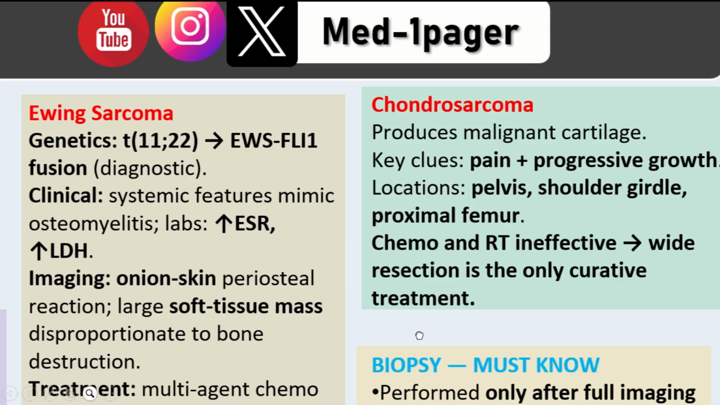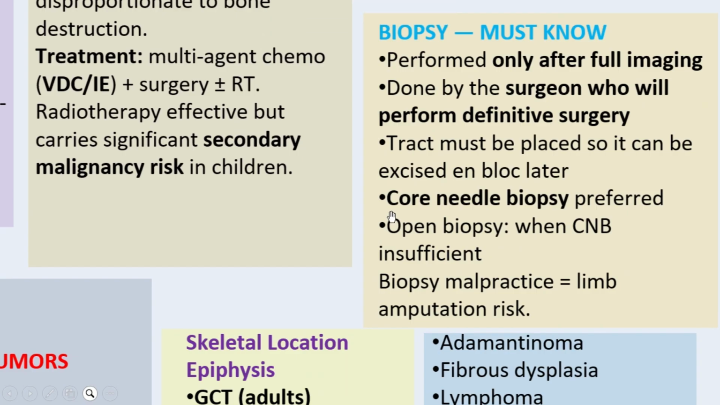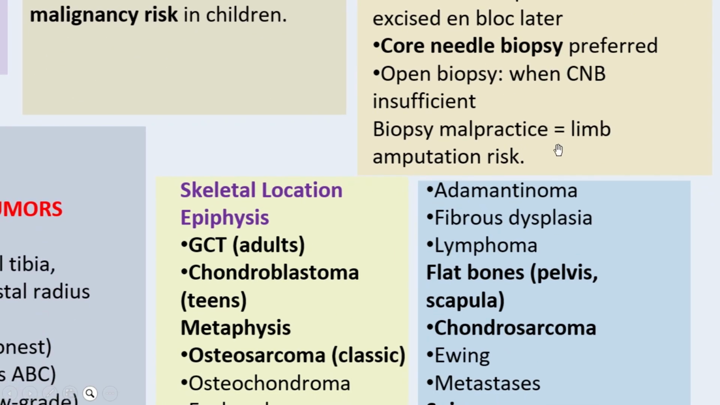So the other important things to know about bone tumors, like the biopsy, what you must know is that it must always be performed after full imaging. You want to do the full imaging, then you do the biopsy, and it is done only by a surgeon who can do the definitive management. If you cannot do the definitive management, do not do the biopsy, and the tract that you use to extract that biopsy must be able to be excised later en bloc together with the tumor. We prefer doing a core needle biopsy and do the open biopsy when the core needle biopsy is insufficient. And whenever you do biopsy malpractice, there is a risk of limb amputation.